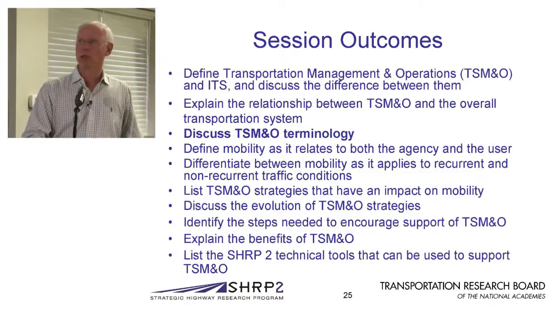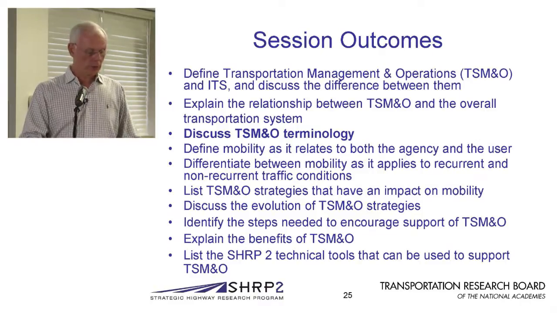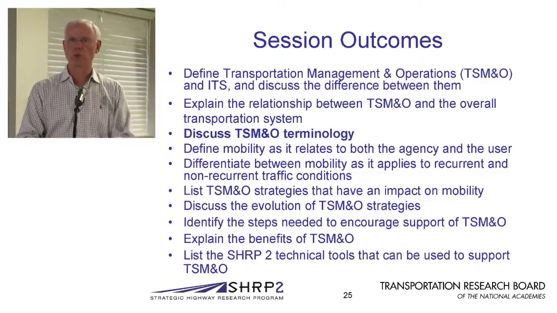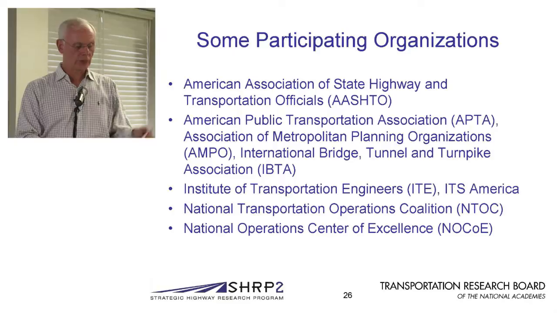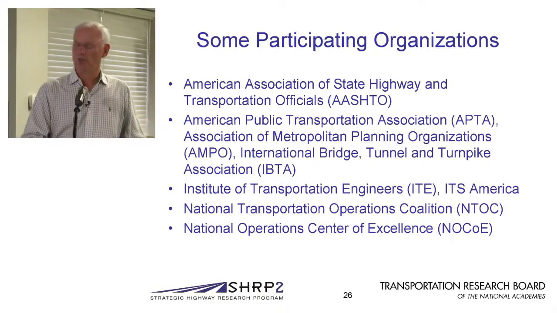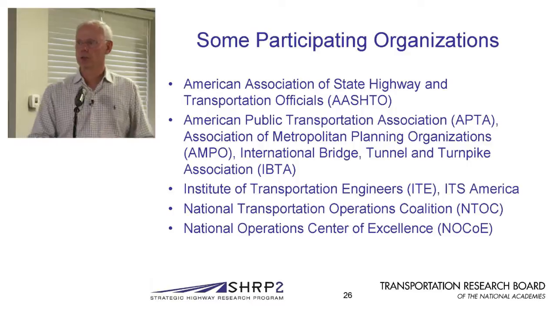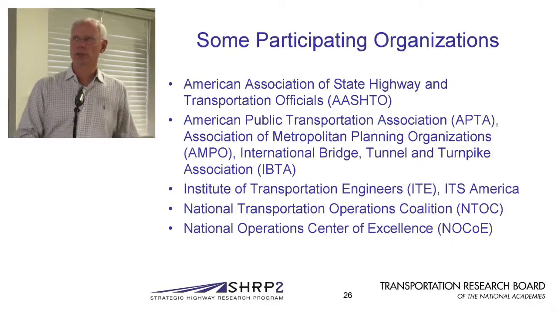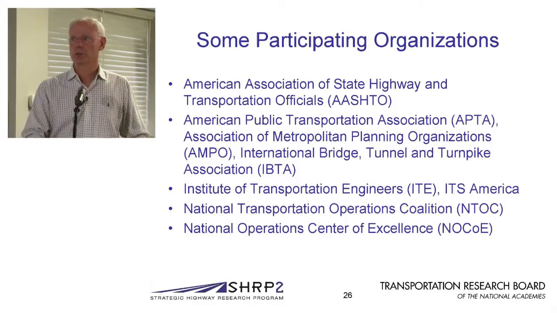We're going to dive some more into terminology, but in this case we're going to do it in a couple of different ways. We're going to talk about some of the organizational acronyms, that alphabet soup, and then dive a little more into some of the more technical terminology within TSM&O. These are some of the organizations. I think a lot of you are probably already familiar with a number of them. I'm not going to talk about each of these individually, but we will spend a little bit of time talking about AASHTO, the American Association of State Highway and Transportation Officials.